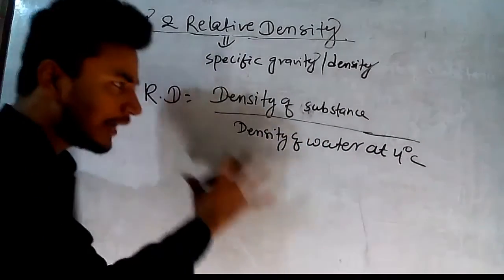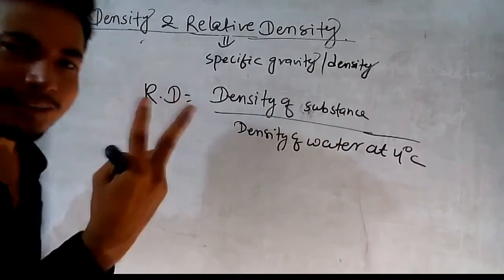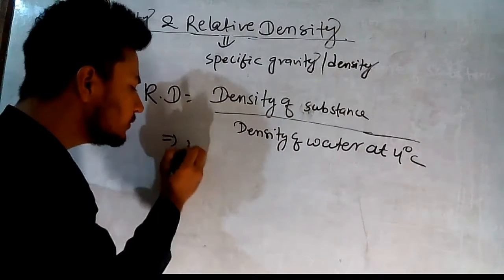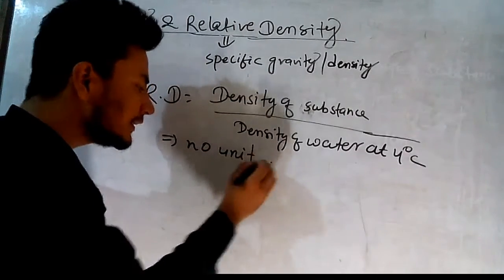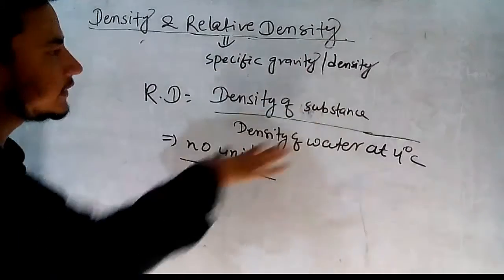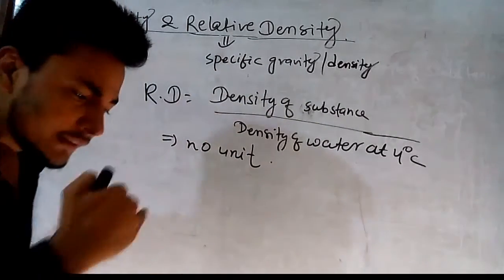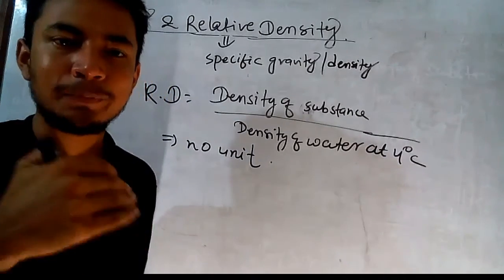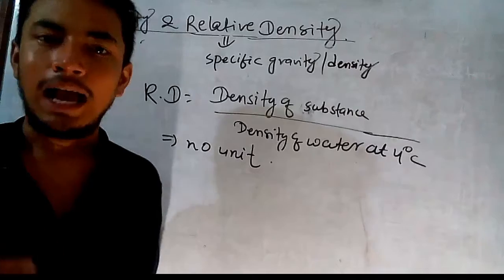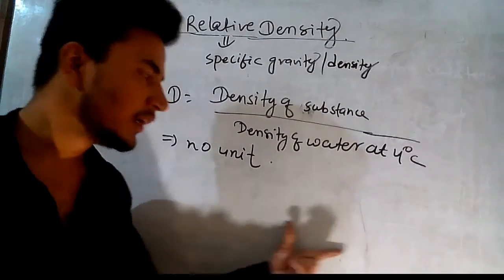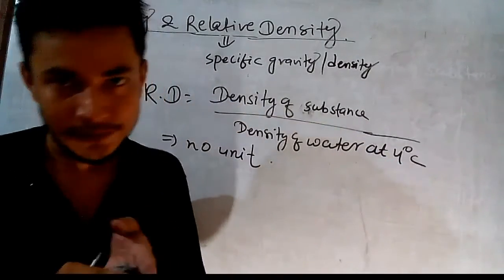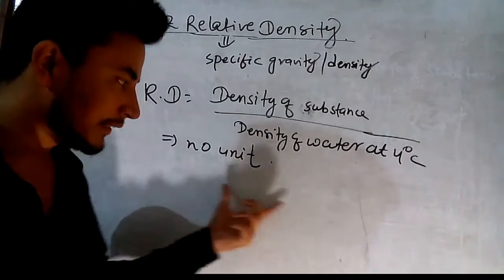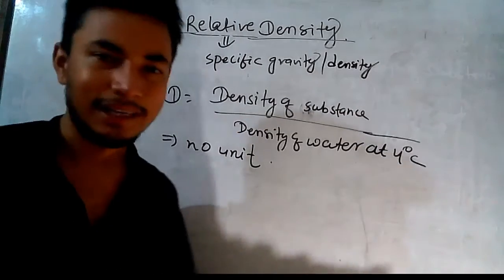It is the ratio of two densities, so it has no unit. Relative density does not possess any unit. Questions in your exam may come in this pattern: what is the difference between density and relative density? After watching this whole concept, you can write it yourself in a simple and easy pattern. First write the definitions of both, and then write that one has a unit and the other does not have a unit, and so on.